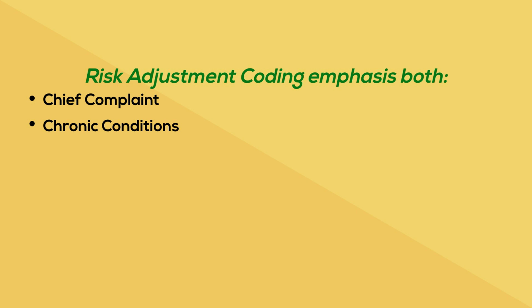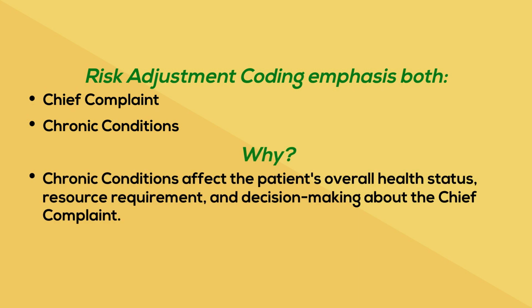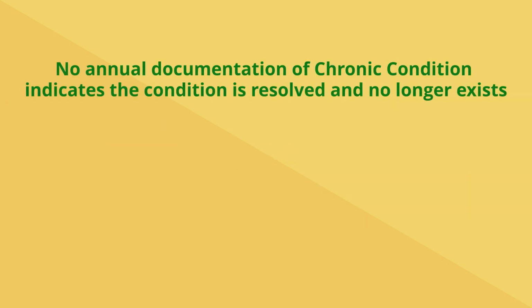The significant difference between regular physician office coding and risk adjustment coding is that the physician office's primary focus is usually the patient's chief complaint. In contrast, risk adjustment coding emphasizes both the chief complaint and chronic conditions of the patient. Why? Because chronic conditions affect the patient's overall health status, resource requirements, and decision-making about the chief complaint. The documentation in the medical record is essential for coding and reimbursement.